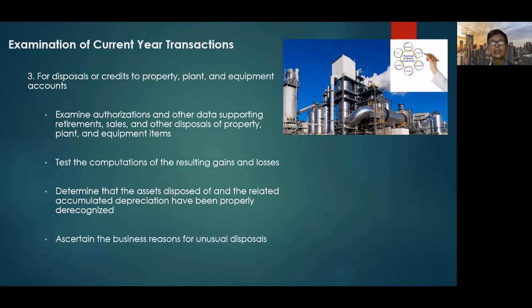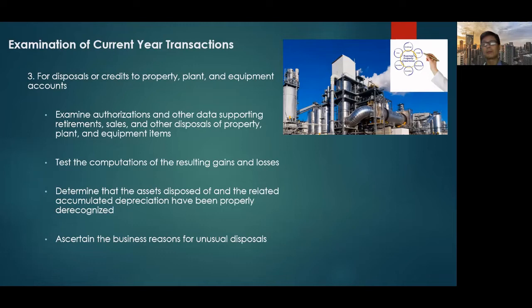Ascertain the business reasons for unusual disposal o yung business reason, no? Kasi ang tinitignan natin dito mostly yung accounting reason, yung debits, credits, yung addition, bakit nadagdagan o bakit nabawasan, binili ba nila yan, sa kanila ba yan, or by lease ba yan, or kung in the case of if it's a sale or if it's a credit, so ito ba'y naibenta, magkano yung kinita nila, or kumita ba sila rito, those things, no? Well, there are also business reason behind that.